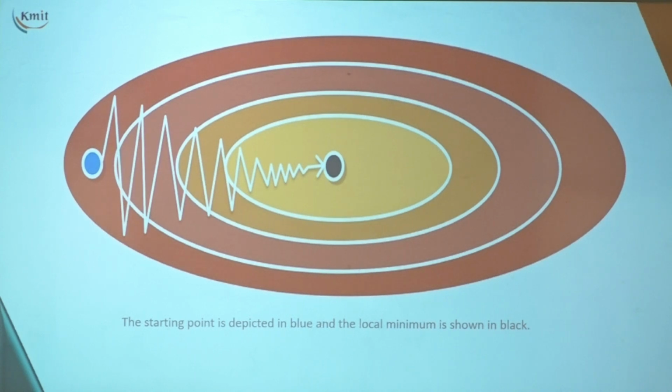Okay. Now, this is what? Starting point that is depicted in blue and the local minimum shown in black. This is what usually happens in stochastic gradient descent. So what I am trying to do, I am trying to apply this momentum into this such that I am considering weighted averages and I am trying to reduce my vertical line to horizontal line. So how do I do this?